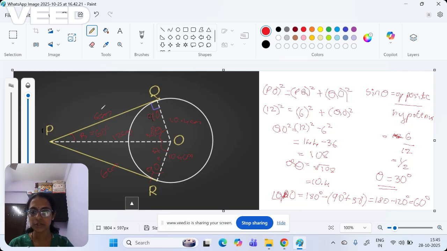Since these two triangles are congruent, this angle, let us say B1, will also be 60 degree, and here the angle A will be 30 degree. So we found all the angles and sides of the triangles.